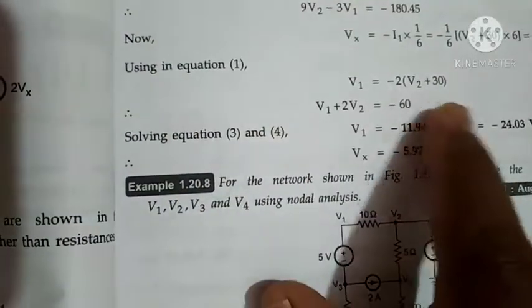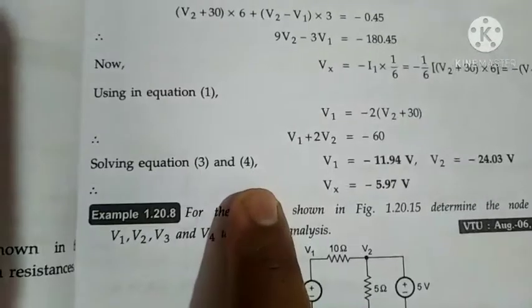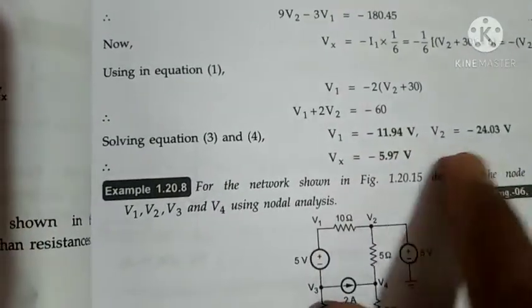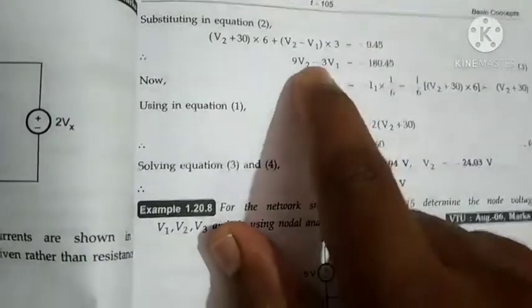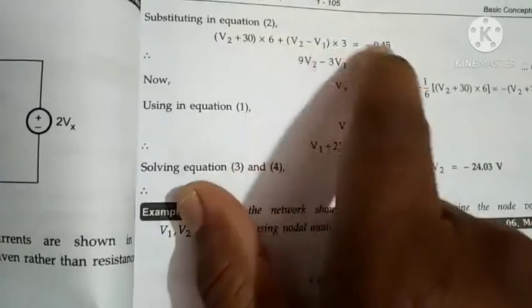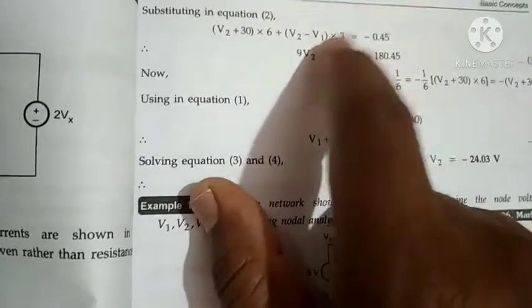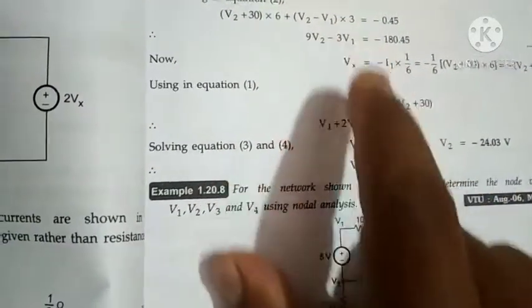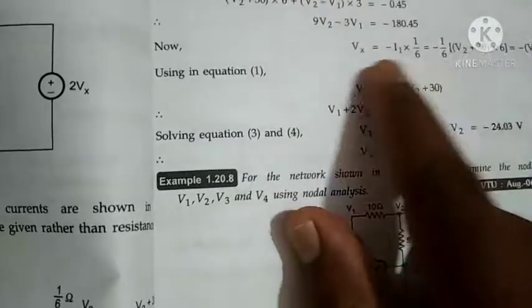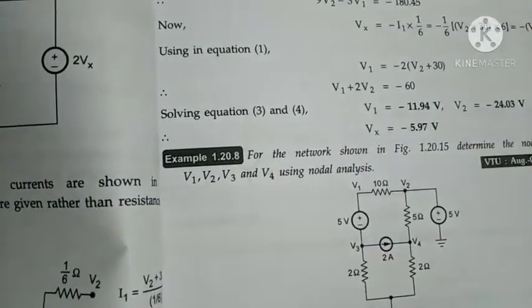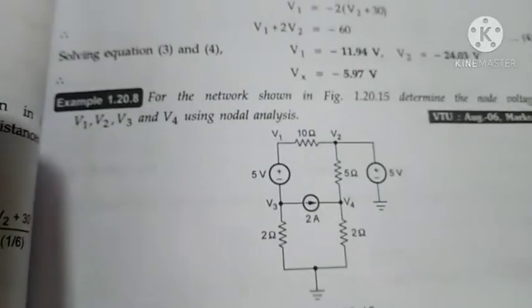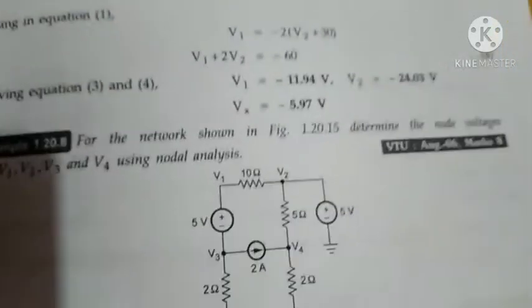Using equation 1 and simplifying, we can get the value of V1 and V2. After substituting these values, we can get the value of V1. See here, this is the one we obtained by applying KCL at node 2, and after simplifying we can get this value. For the network, we'll go for the next problem.